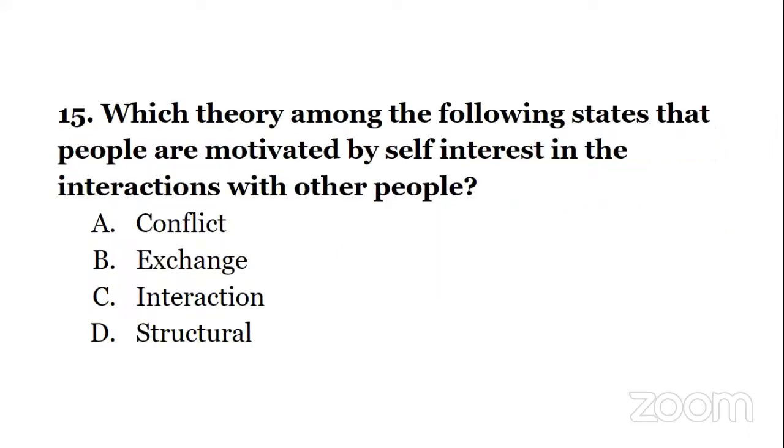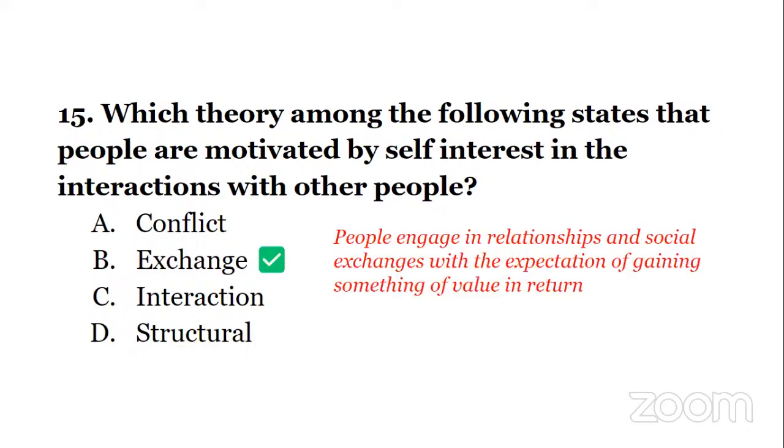Next question. Which theory among the following states that people are motivated by self-interest in their interactions with other people? Which theory is related to this? The options are option A, conflict; option B, exchange theory; option C, interaction theory; option D, structural theory. And the right answer is option B, exchange theory.